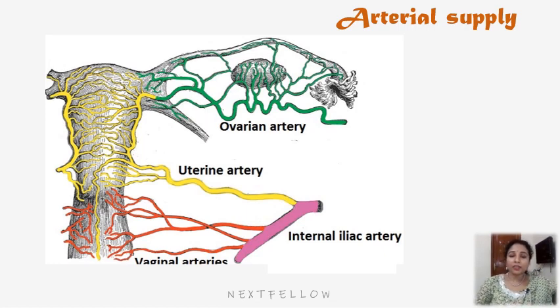Next, about the arterial supply: the uterus is supplied by the uterine artery, and partly by the ovarian arteries. The uterine artery is a branch of the anterior division of the internal iliac artery, which runs medially across the pelvic floor. You can see this is the internal iliac artery, and this is the anterior division. From the anterior division we see the origin of the uterine artery, which runs in the base of the broad ligament.